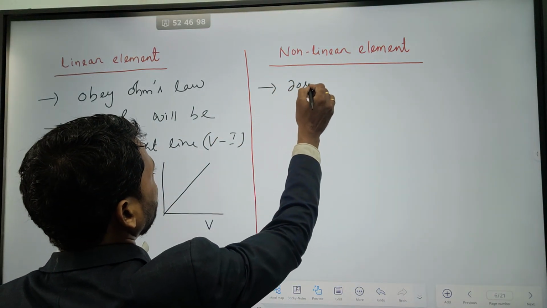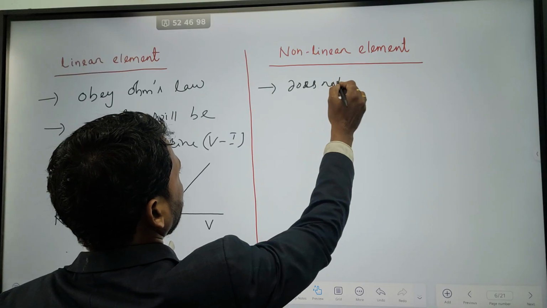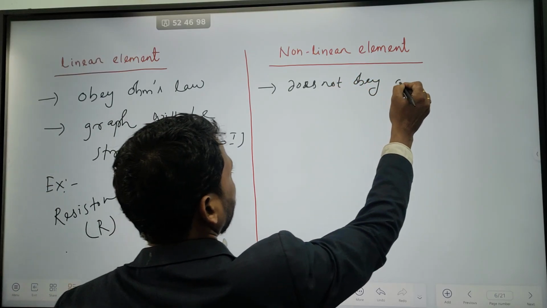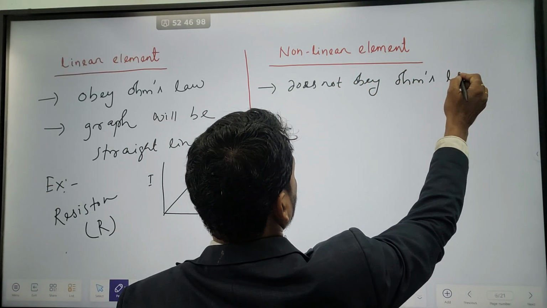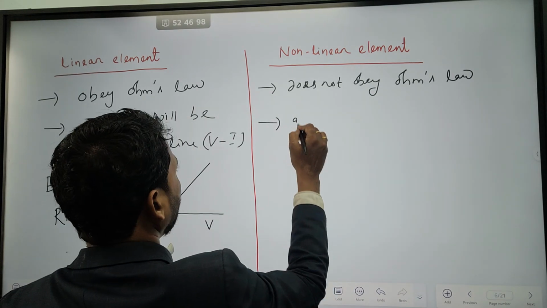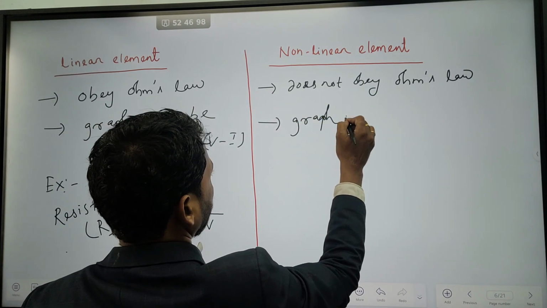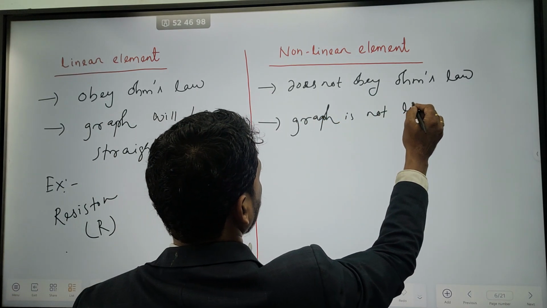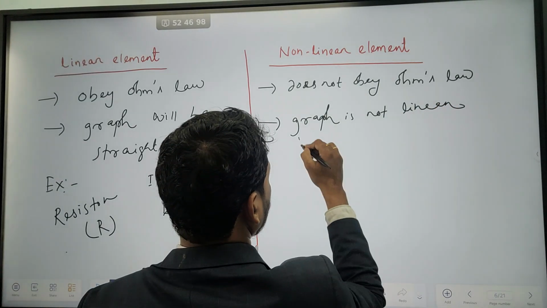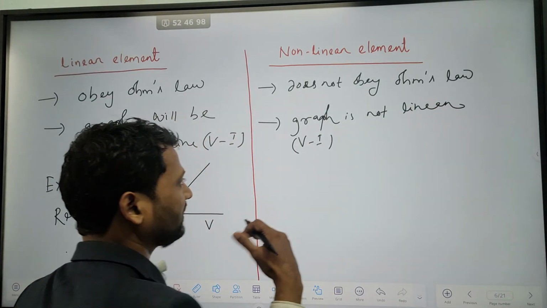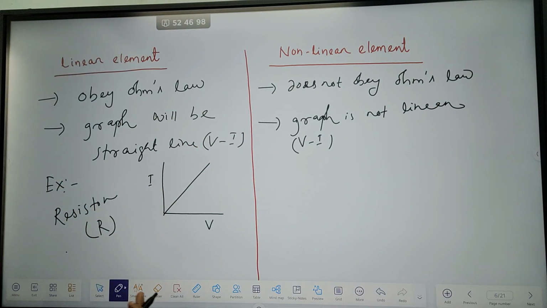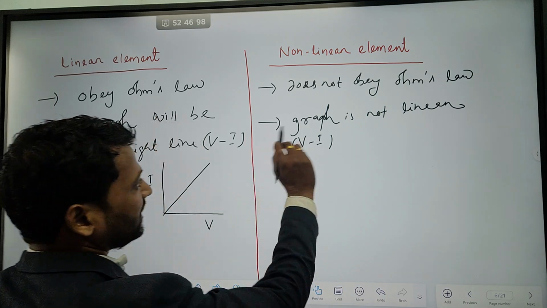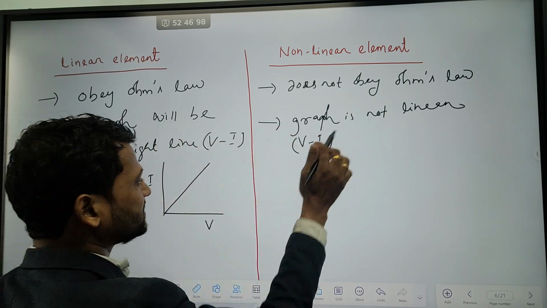Which does not obey Ohm's law, and the graph is not linear. Which graph? The VI graph. The VI graph is not linear, or the characteristic is not linear in nature, right? So the graph is not linear, or the graph is not a straight line.